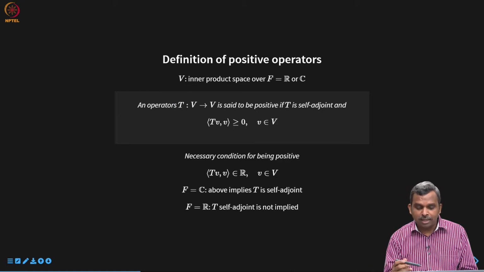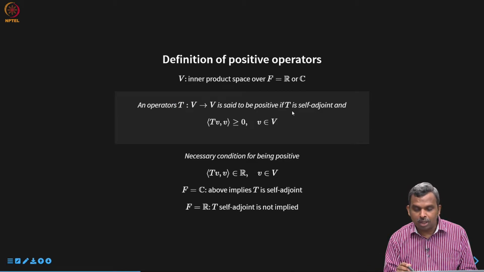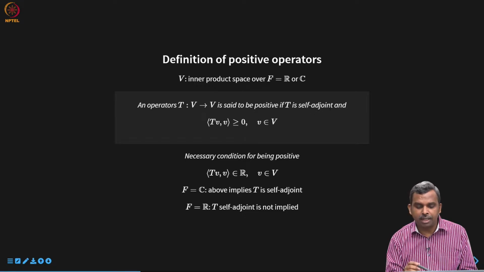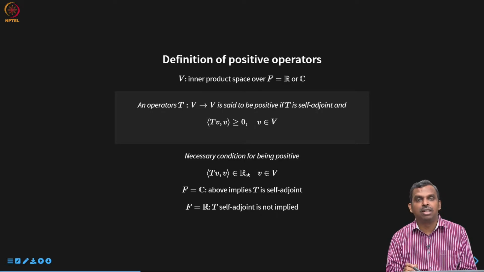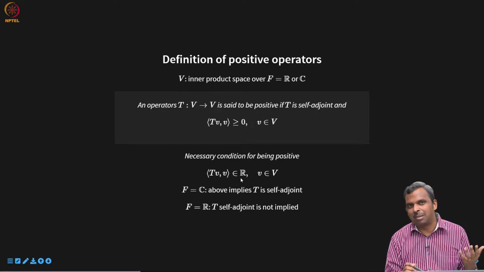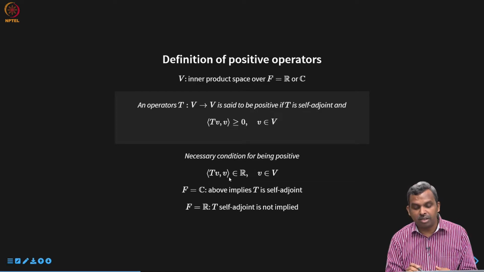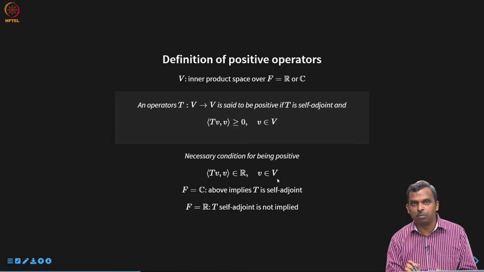Okay, so why is this self-adjoint a big deal? Because we have this condition needed for being positive, right? If TV comma V is not real itself, then clearly it cannot be positive. I mean, that doesn't make sense, right? So TV comma V should be real for all V, okay.